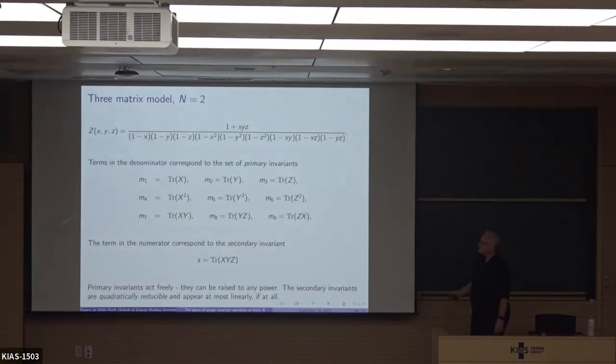Okay. So here I've got three matrices. I've called them X, Y, and Z. I've introduced a chemical potential for each. That's what the Hilbert series looks like. You can immediately read off there's 9 primary invariants. It's easy to guess what they are based on the grading.